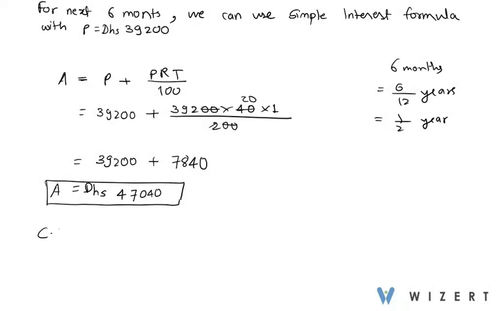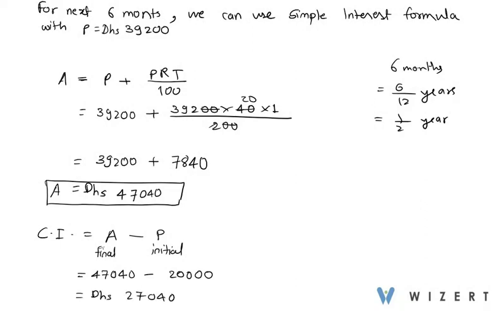So compound interest will be final amount minus initial principal, which is 47,040 dirhams minus 20,000, which gives us 27,040 dirhams. So final compound interest that we got is 27,040 dirhams. That's our answer.